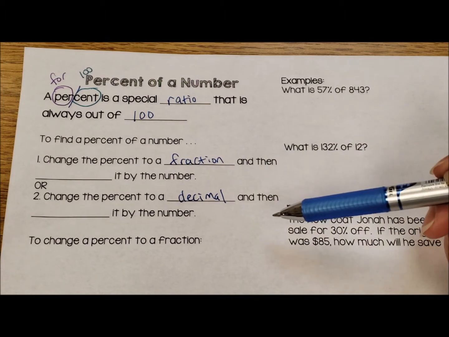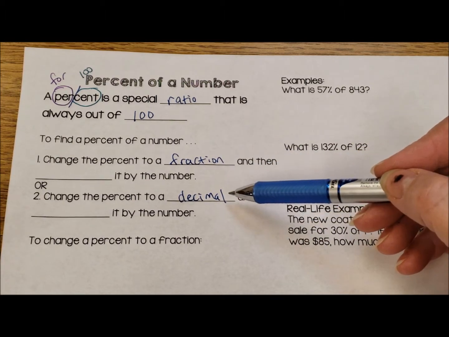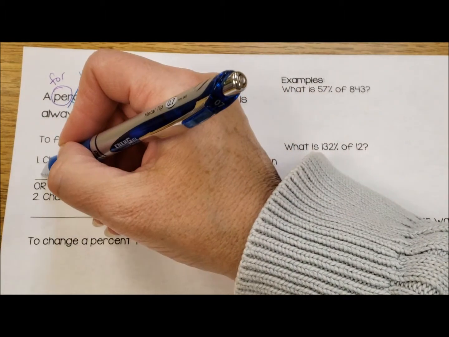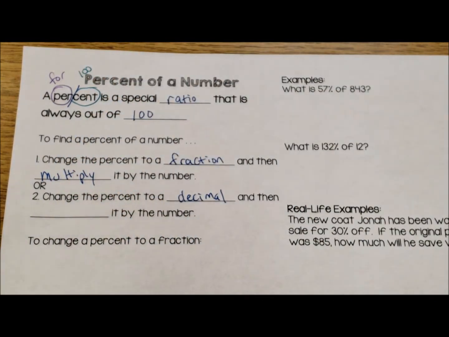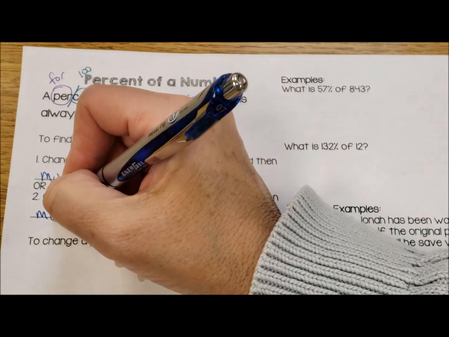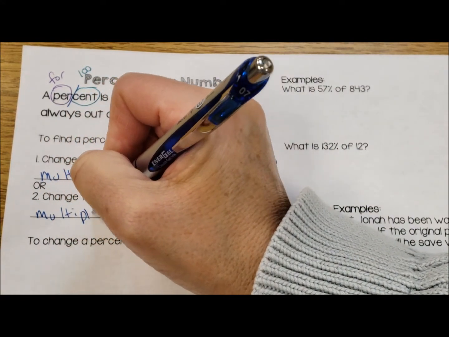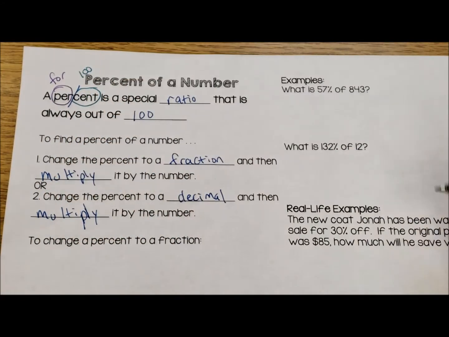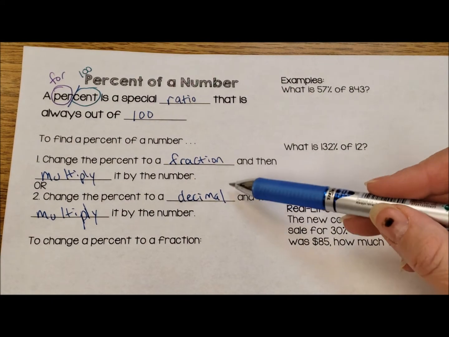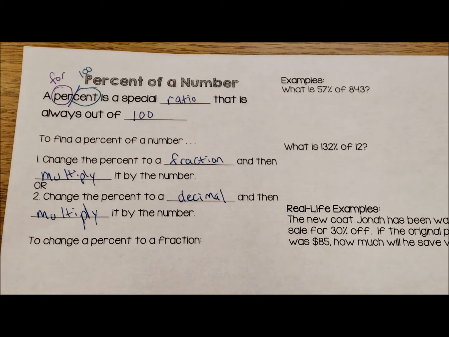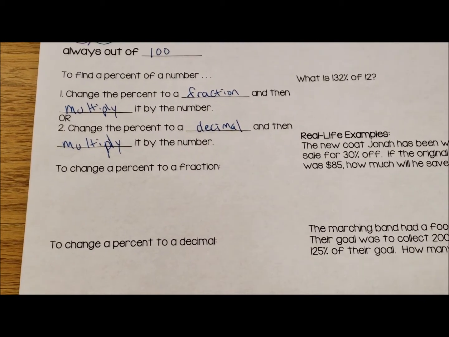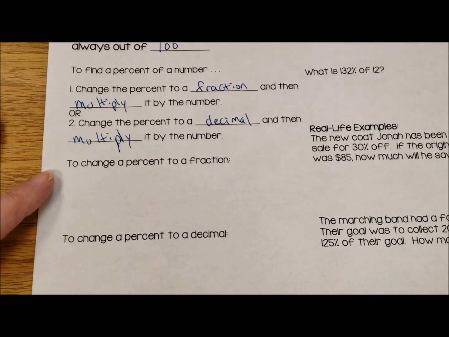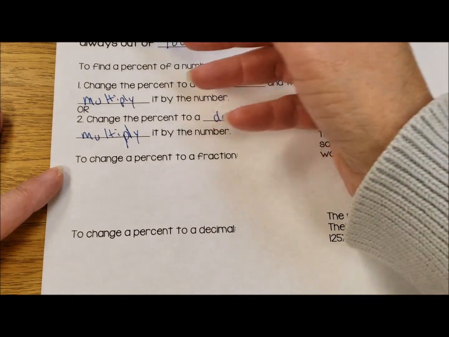So you change the percent into its fraction form or its decimal form, and then you multiply it by the number that you want to find the percent of. So in both cases, we're going to multiply basically the percent times the number, but we have to change that percent into either its fraction or its decimal form. Now, if you don't remember how to change a percent into a fraction or a decimal, let's do a quick review of that. To change a percent into a fraction, we just remember what percent means.